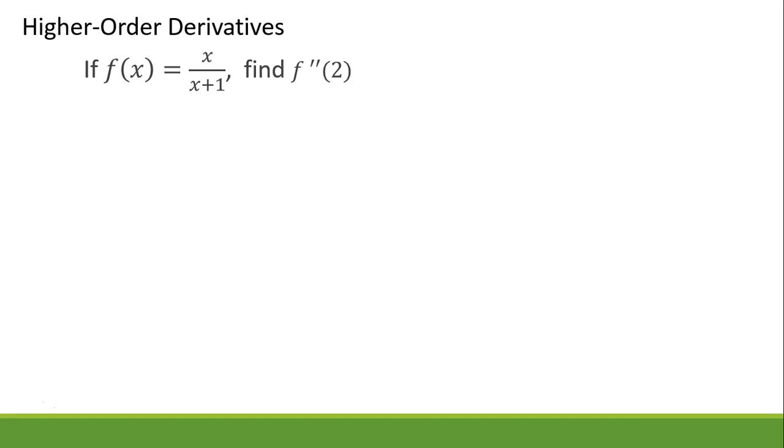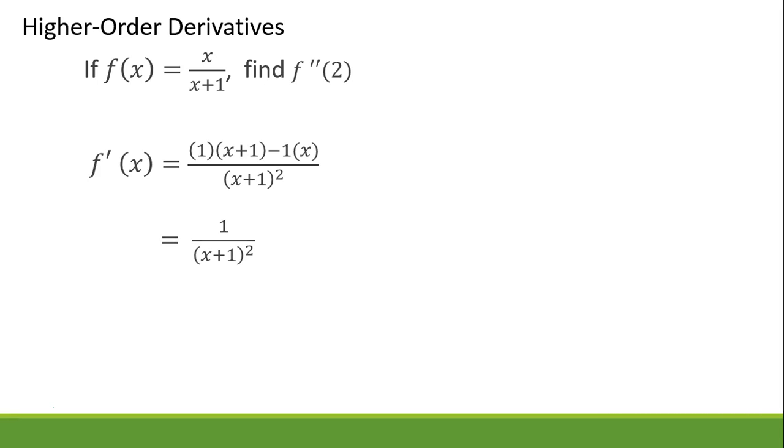So what if we have a function that looks like this, x over x plus 1, and we're asked to find f double prime of 2. That means we want to find the second derivative of our function and evaluate it at 2 by substituting 2 for all of the x's. So we'll need to take a first derivative first, and since this is a quotient, we'll need to use our quotient rule. Now there have been times when we've used the quotient rule and we've said that there's no need to simplify, but in this case we definitely want to simplify because we're going to have to take a derivative of this derivative, and right now it's a very complicated looking function.